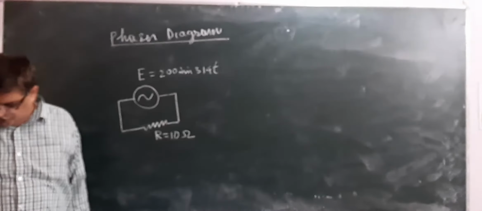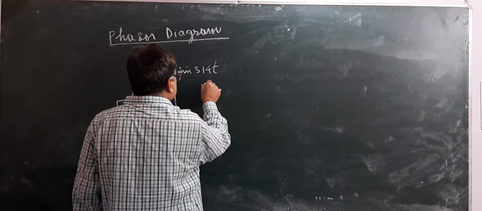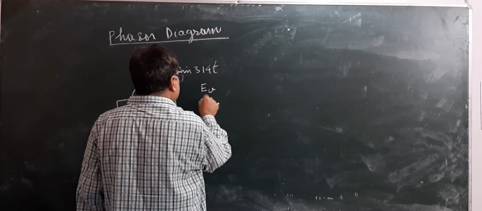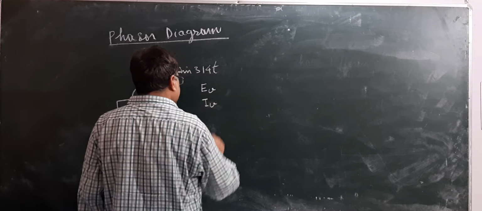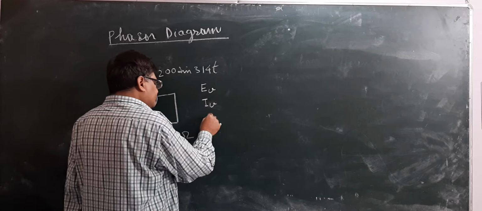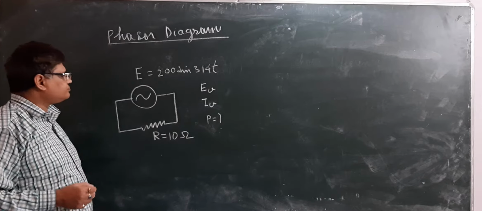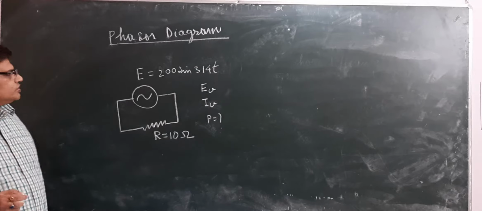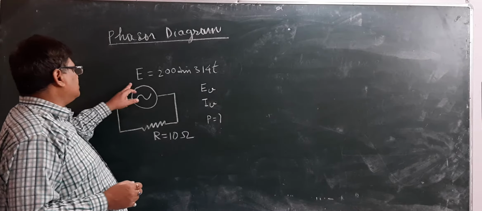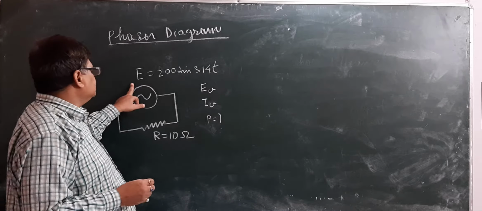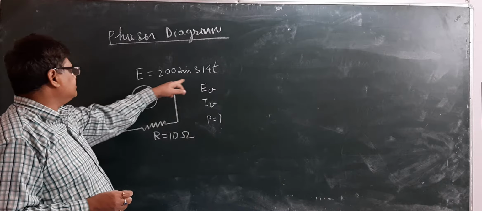Now in the question it has been asked, what is the RMS value of current? What is the RMS value of the voltage? We have to determine what is EV and we have to determine what is IV and we have to determine what is the power dissipated in the circuit. So we have the expression for the instantaneous EMF.